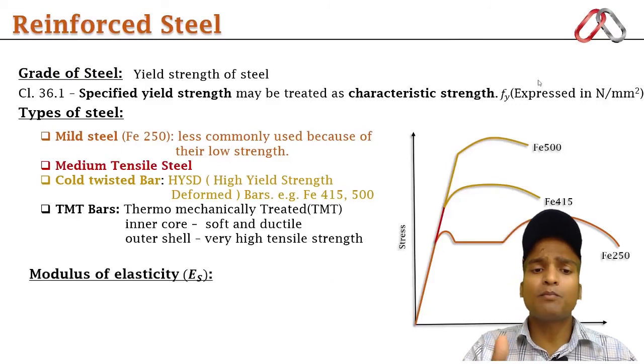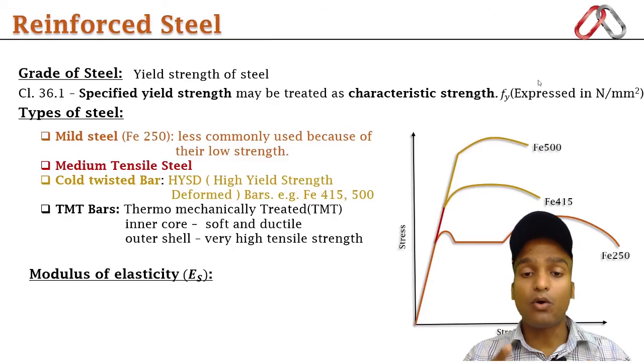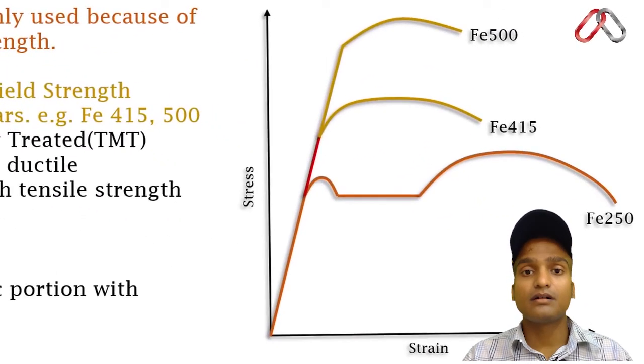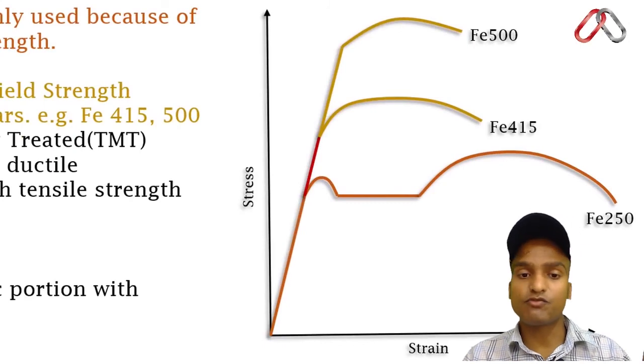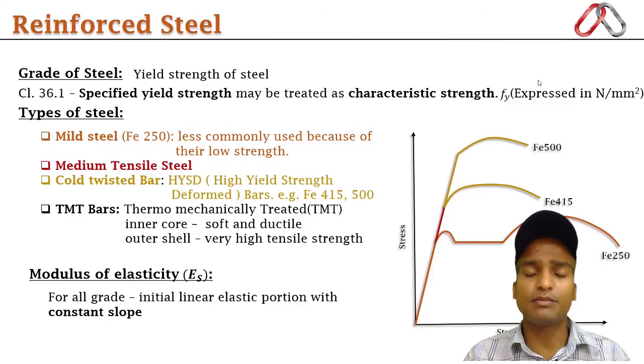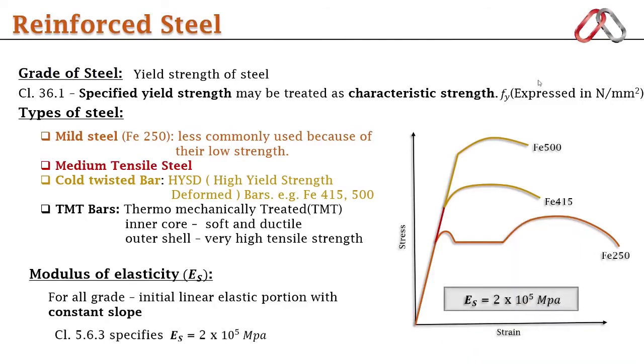If you talk about the modulus of elasticity of steel, capital Es, for all the grades of steel the graph is linear till the point of the proportional limit, and the slope is constant in case of steel, because steel is an elastic material. As per the IS code, the modulus of elasticity of steel is a constant, and this value is equal to 2 into 10 to the power 5 megapascal.